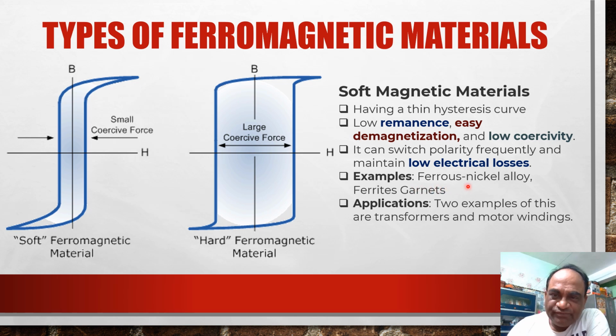Examples: ferrous nickel alloy, and ferrite garnets. These are the names of the materials. Ferrous nickel alloy is basically an alloyed material, and ferrites are also a certain type of material that possesses high permeability and so less losses. Applications: these are used in transformers. Ferrite materials are used in transformers, for your information. Two examples of applications are transformers and motor windings.